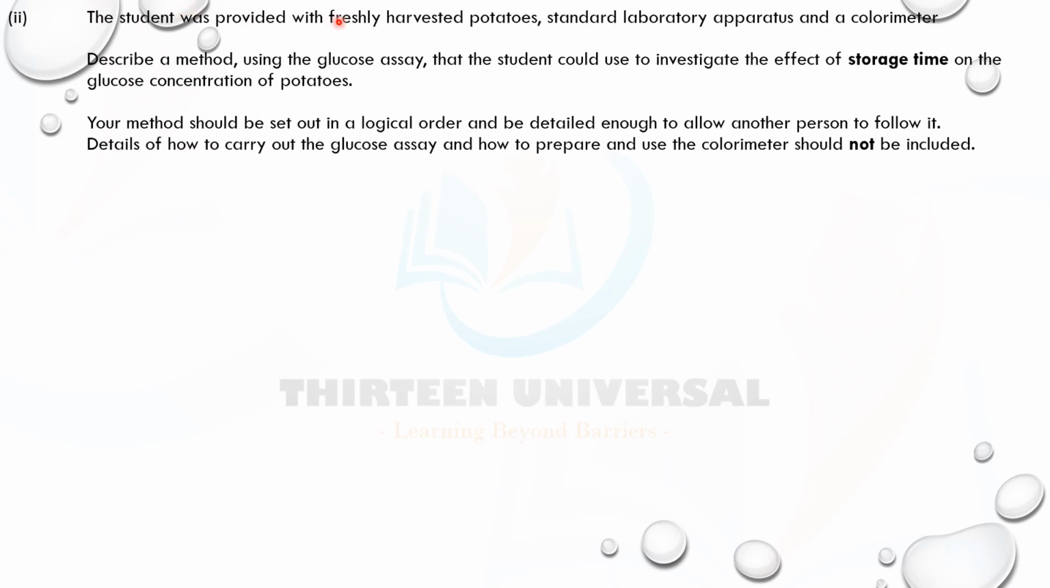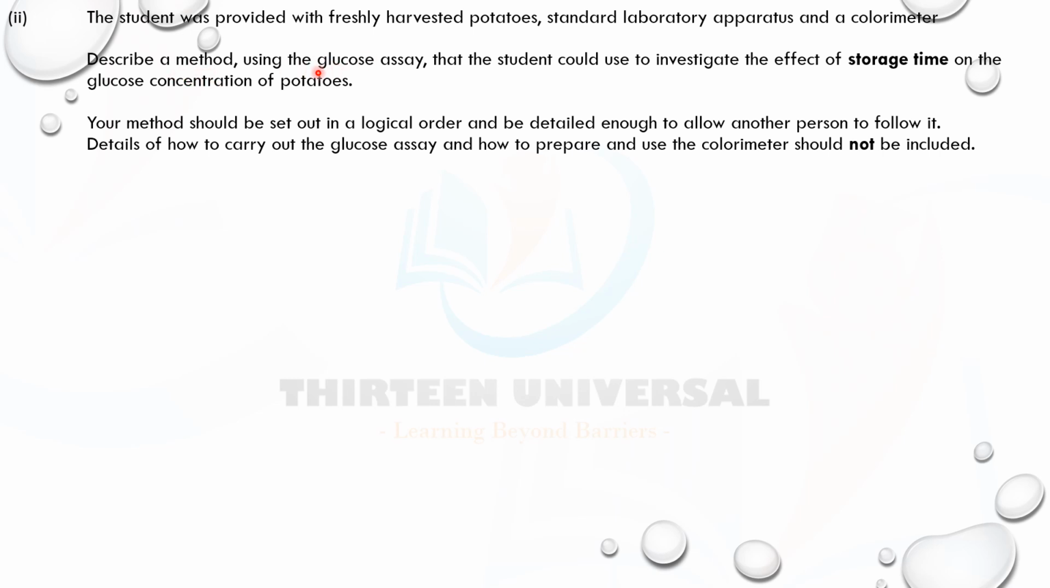The student was provided with freshly harvested potato, standard laboratory apparatus, and a colorimeter. Describe a method. This is a method. Remember, in paper 5, we are still working on question 1. The first question is always on planning, which deals with handling, defining the problem, and then a method. Okay, so method always comes out. It has the highest mark in each question.